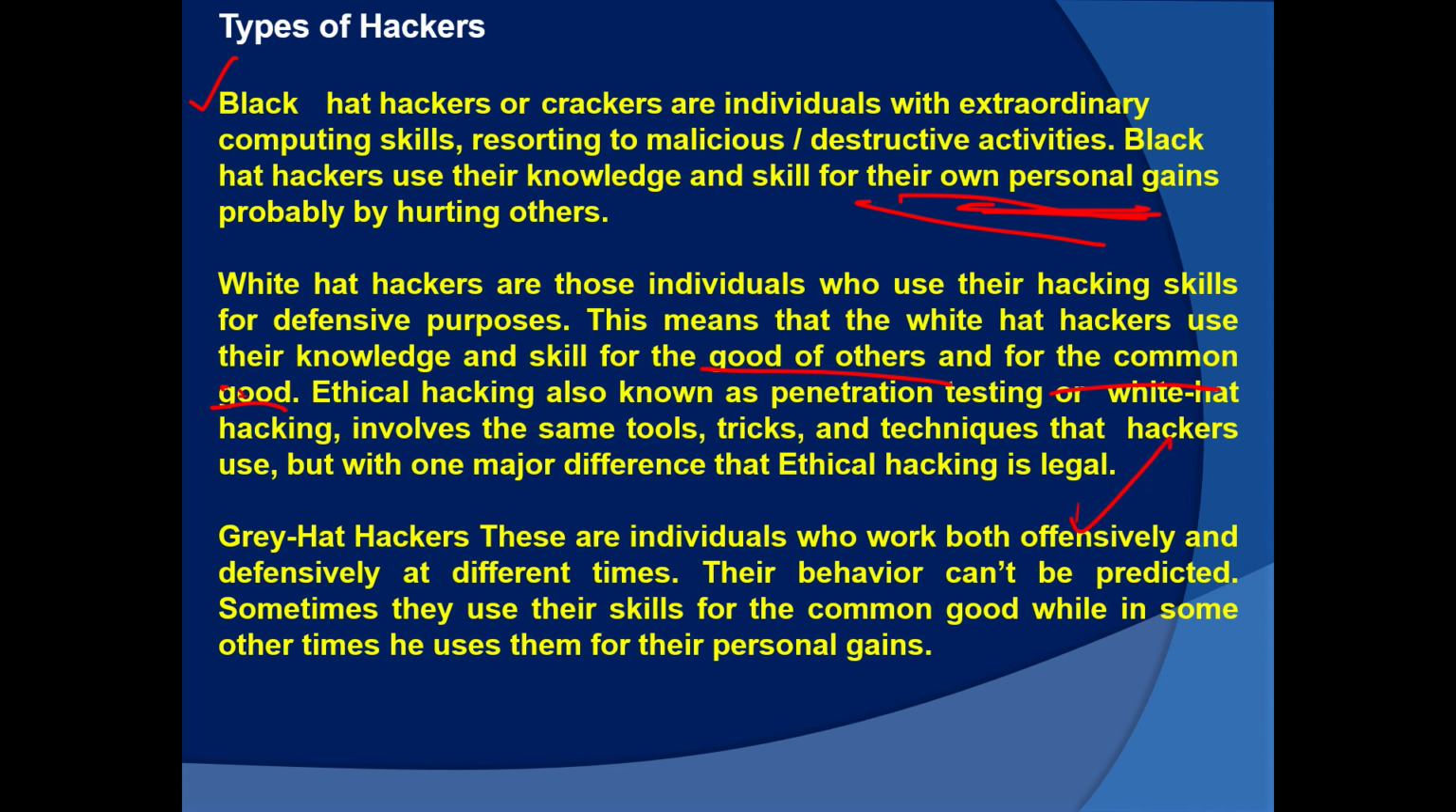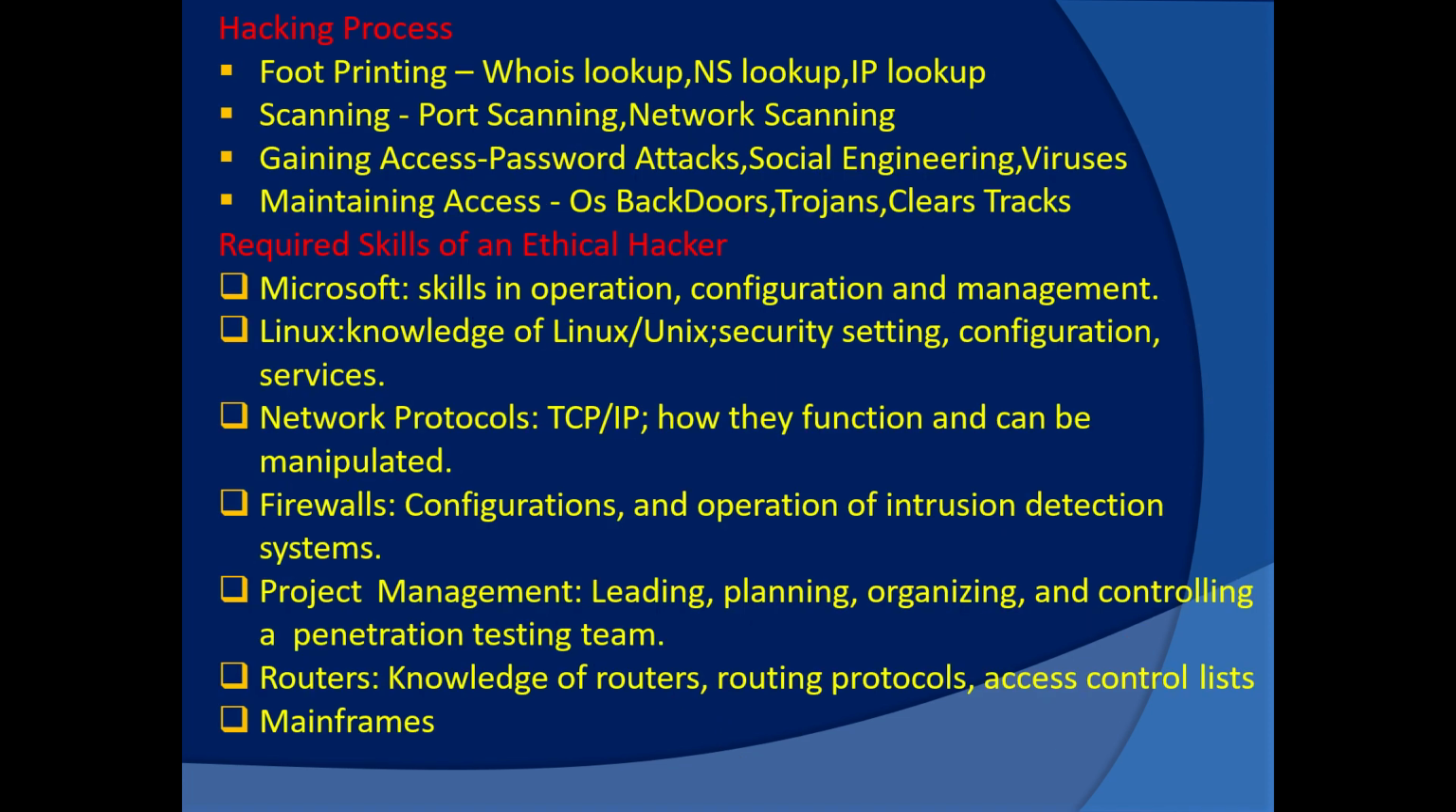Ethical hacking is legal. Grey hat hackers are individuals who work both offensively and defensively at different times. Sometimes they mind their own business, only they will care for themselves. Other times they will also do it for the good of others. Their behavior can't be predicted. Sometimes they use their skills for the common good, while at other times they use them for their personal gains. These are the different types of hackers.